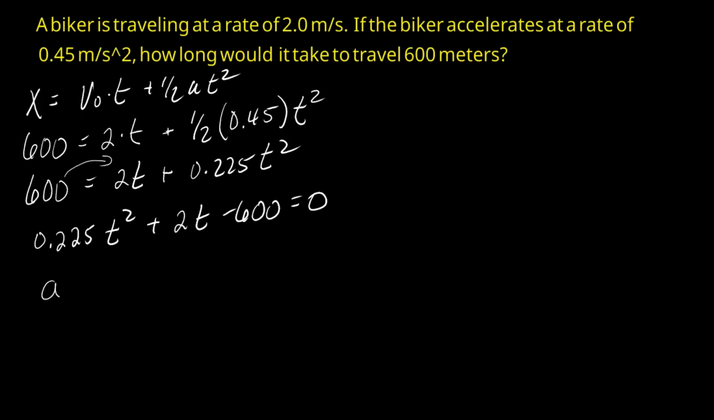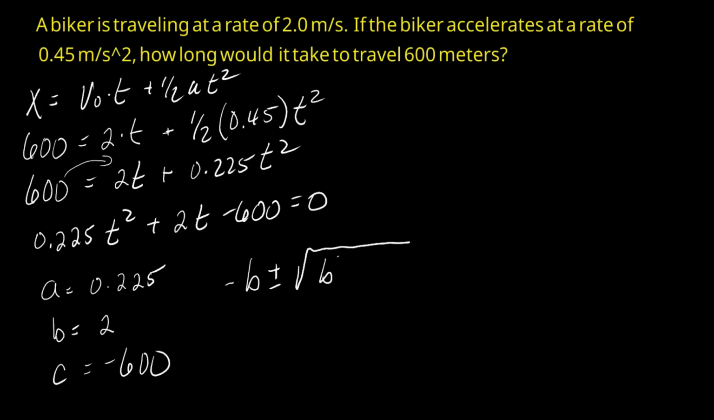So we have a is equal to 0.225, b is equal to 2, c is equal to negative 600. And we'll plug it into the quadratic formula, which is negative b plus or minus the square root of b squared minus 4ac, all over 2a.